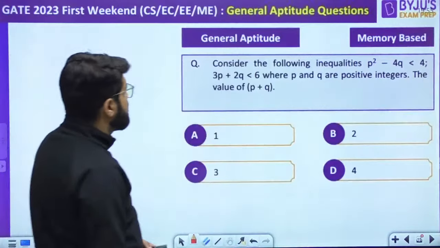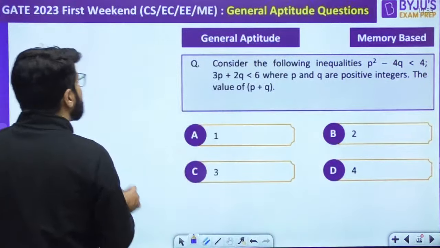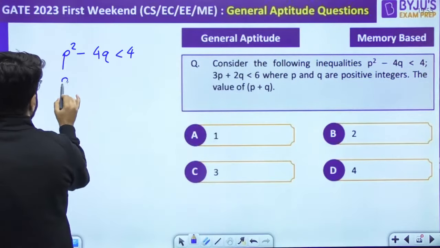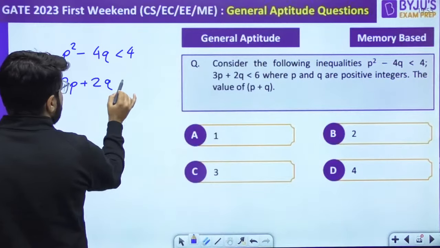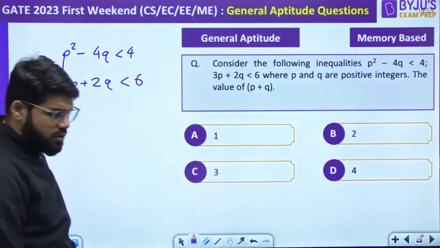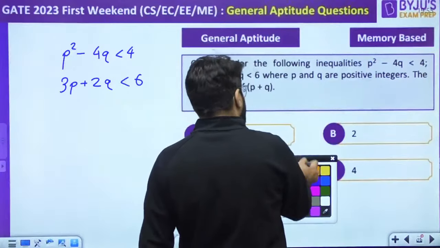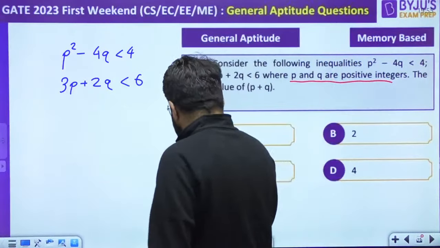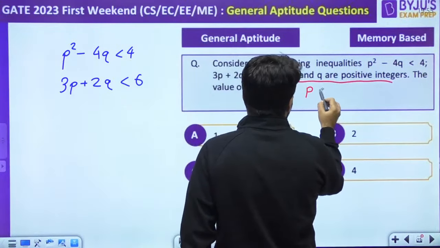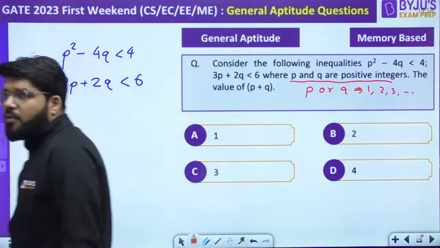Okay, next question. Consider the following inequalities. There was a question based on the inequalities. P square minus 4Q is less than 4. 3P plus 2Q is less than 6. Where P and Q are positive integers, what is the value of P plus Q? Inequalities are given, but with them one important condition is given: P and Q are positive integers. That means P or Q must be in the range 1, 2, 3.